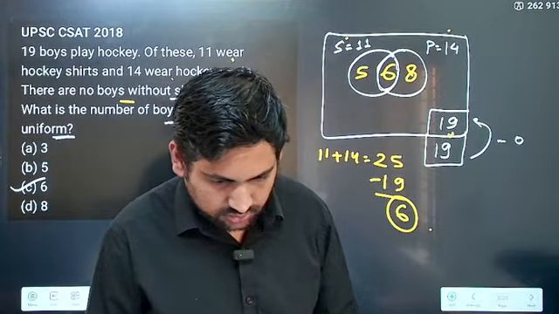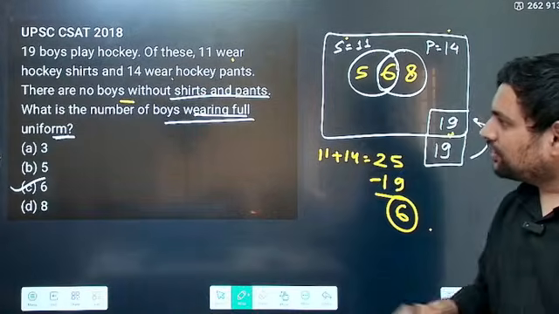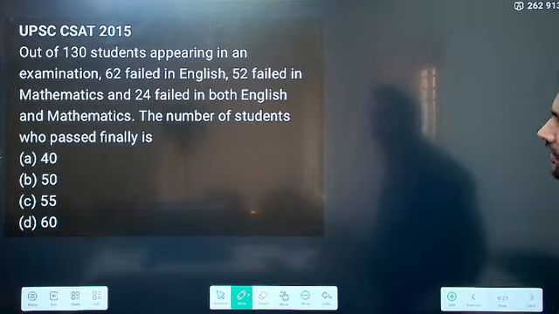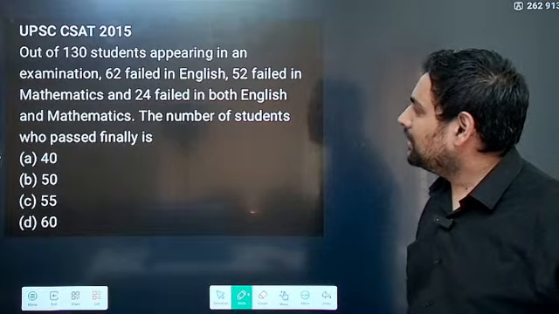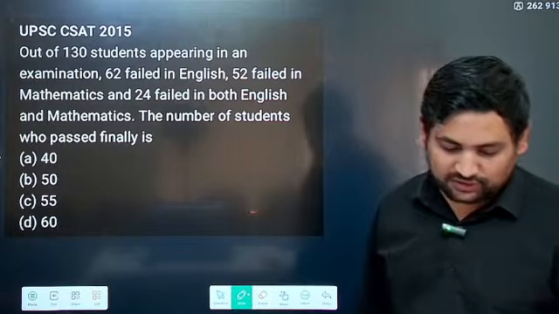Yeah. So let's continue. So the number of people who are wearing both is C. Then next, of 130 students appearing in an exam, 62 failed in English, 52 failed in mathematics, 24 failed in both. Find the number of students who passed finally.